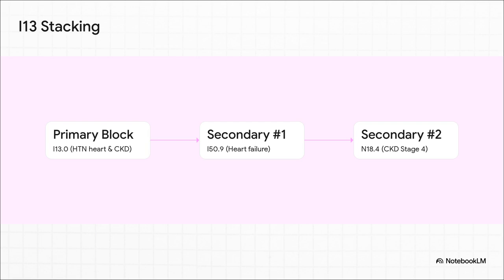Here's how this three-part manifestation stacking actually works. Hypertension plus heart failure plus CKD stage 4. This gives us one primary code block, I-13.0, dropping into place. Then, it's followed by two locking support codes, I50.9 for the heart failure, and N18.4 for the CKD stage. You absolutely have to code the complete clinical picture.